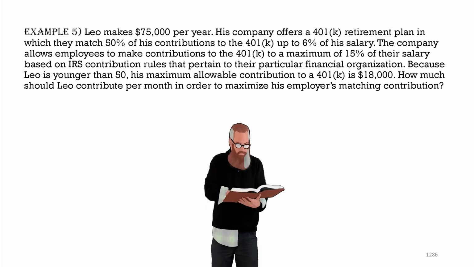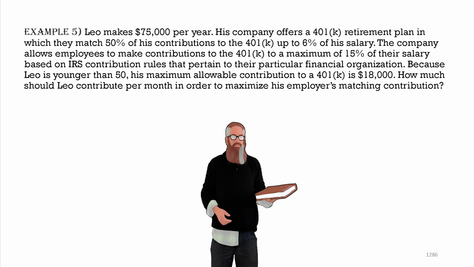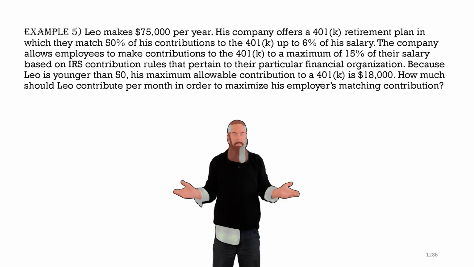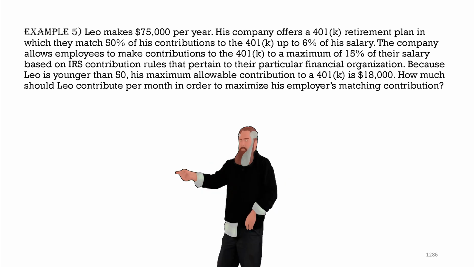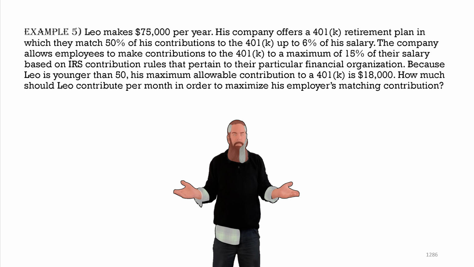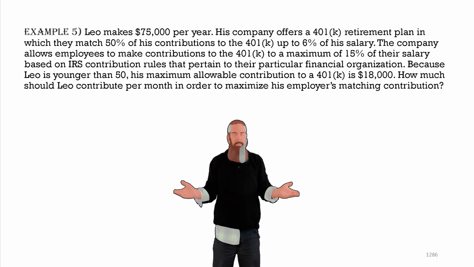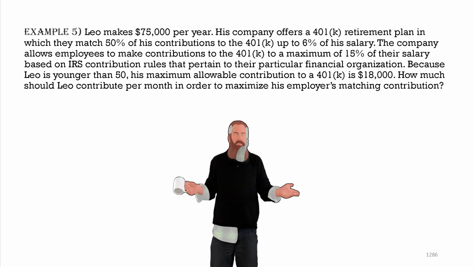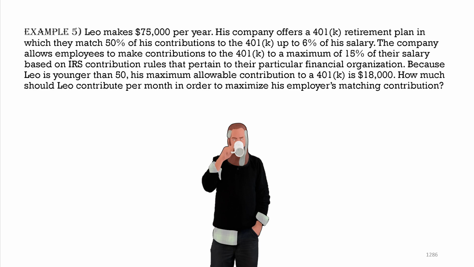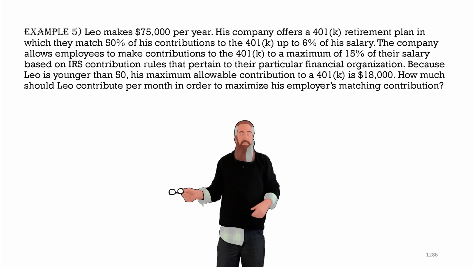The company allows employees to make contributions to the 401k to a maximum of 15% of their salary based on IRS contribution rules that pertain to their particular financial institution. Because Leo is younger than 50, the maximum allowed contribution to a 401k is $18,000. How much should Leo contribute per month in order to maximize his employer's matching contribution?